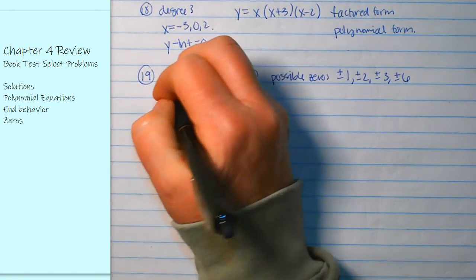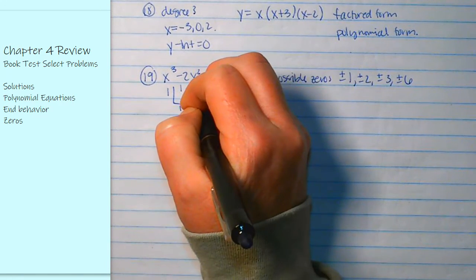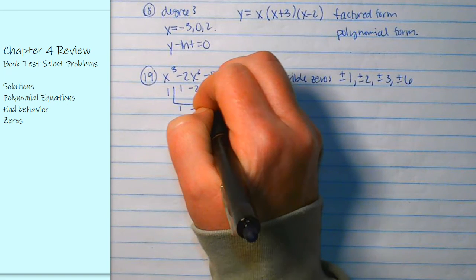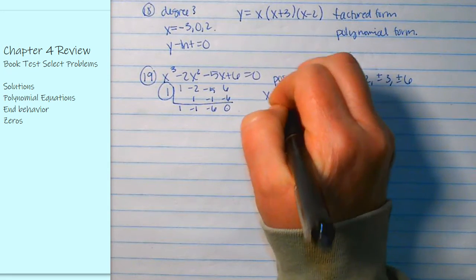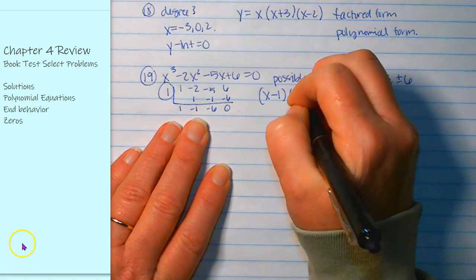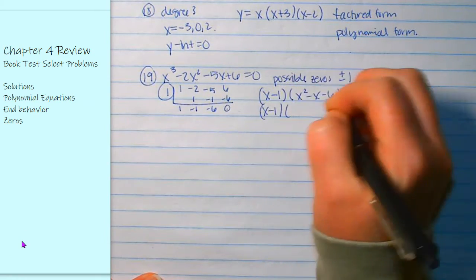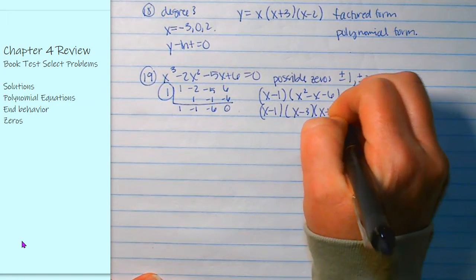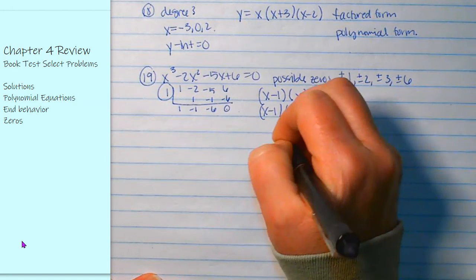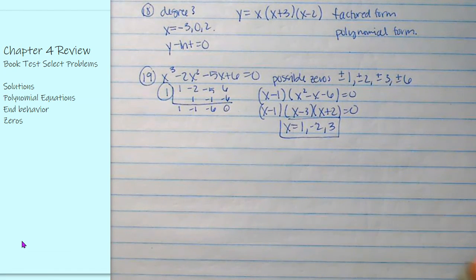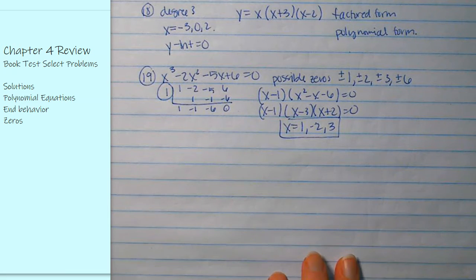So I'm going to try 1. Negative 2, negative 5, 6, 1, negative 1, negative 1, negative 6, negative 6, 0. So 1 works. That gives me x minus 1 as a factor times this x squared minus x minus 6. X minus 1, and then x minus 3, x plus 2. So x equals 1. Oops, I'll say negative 2 and 3. That's how I was writing them out, the negative there. So you do still need to know how to do possible zeros.